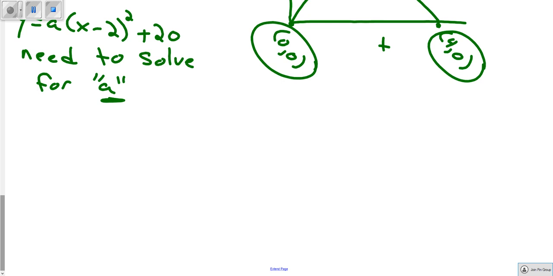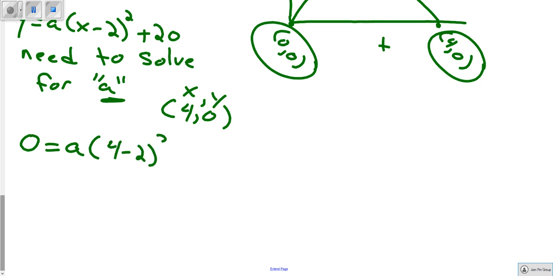So what that looks like then, I'm going to use 4 and 0. So this is my X, this is my Y, right? So it's going to be 0 equals A times (4 minus 2) squared plus 20. Does that make sense, what I've done?